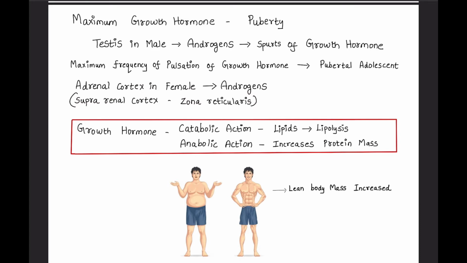Then the maximum frequency of pulsation of growth hormone. So what is this pulsation of growth hormone? It means growth hormone is released in a pulsatile fashion. We have discussed this earlier, and this maximum release of growth hormone is during pubertal adolescence.